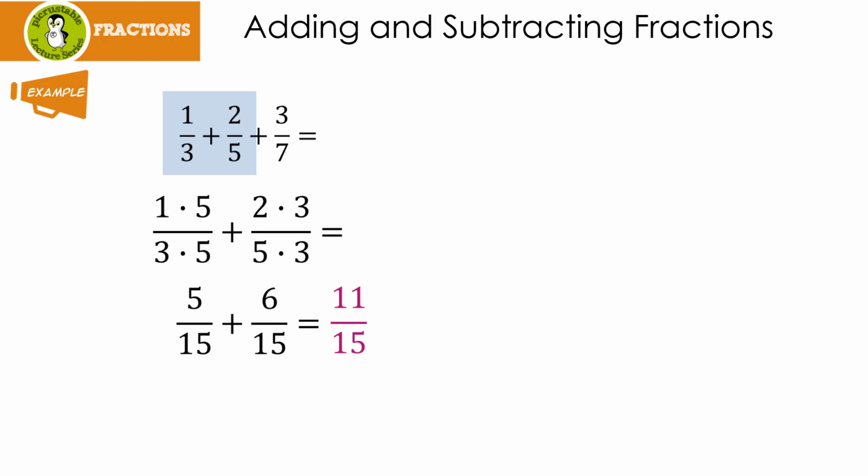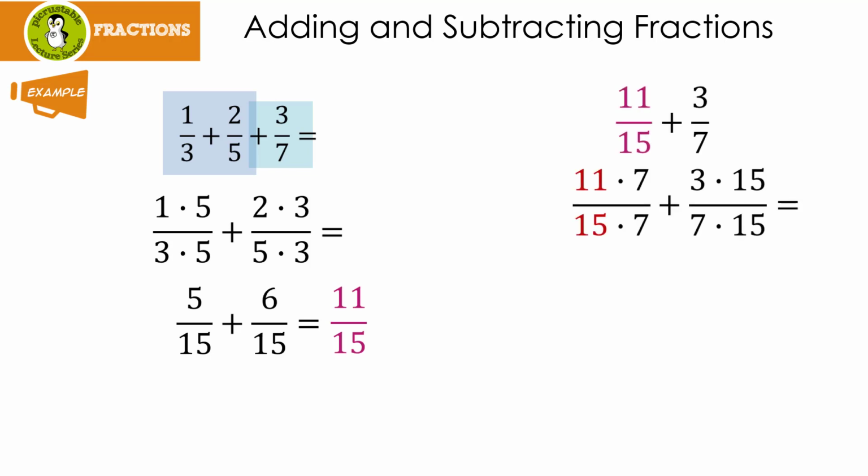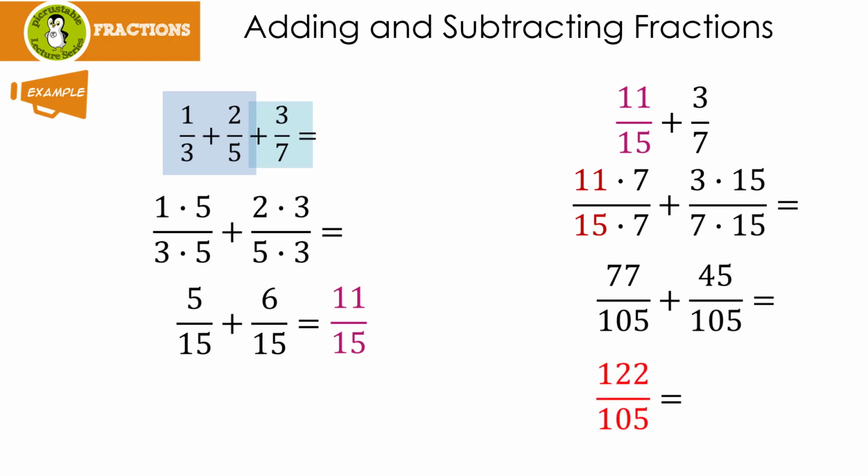What I'm going to do next is take 11 over 15 and add it to my last fraction, 3/7. Once again, I'm going to multiply each one by the other's denominator. I have 11 over 15 times 7 over 7 plus 3 over 7 times 15 over 15. When I multiply, I end up with 77 over 105 plus 45 over 105. Common denominator, you gotta love it. We add the numerators or the tops together, and we end up with 122 over 105. 122 over 105 doesn't reduce, but we can change it to a mixed number, which gives us 1 and 17 over 105.